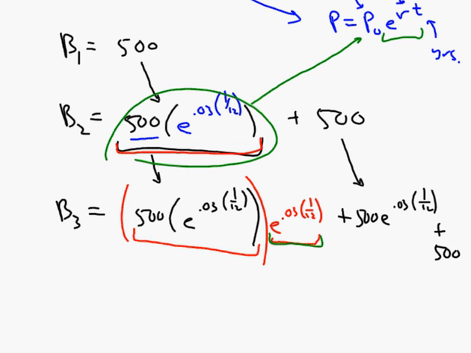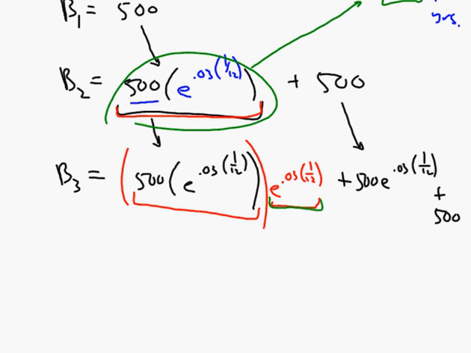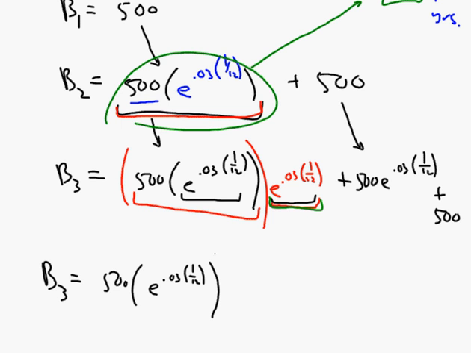Okay, so let's write this more compactly. I'm going to write B sub 3 equals, and if you notice, these two things are the same. So I can write 500 times e to the 0.03 times 1/12 as an exponent squared. Let's keep going. The remainder of this is the same.